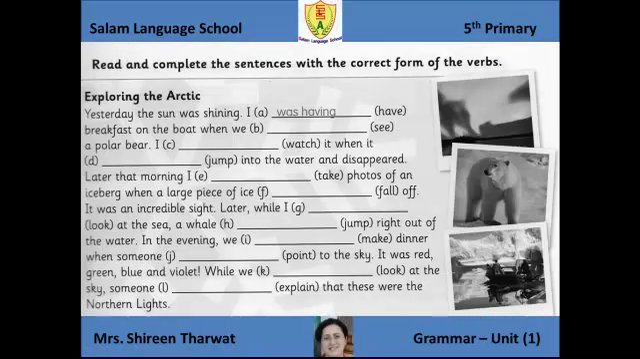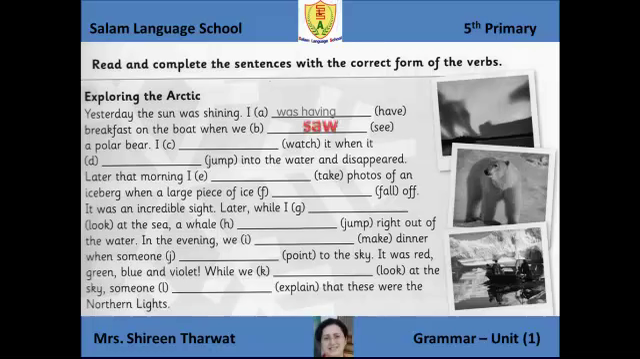Now, let's do this exercise together. Read and complete the sentences with the correct form of the verb. Yesterday, the sun was shining. I was having breakfast on the boat when we saw a polar bear.